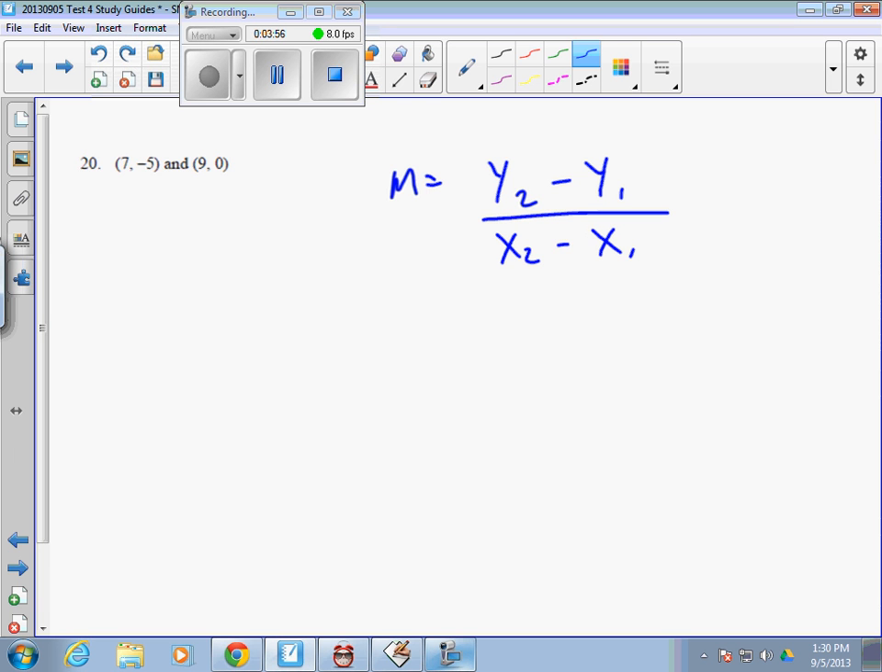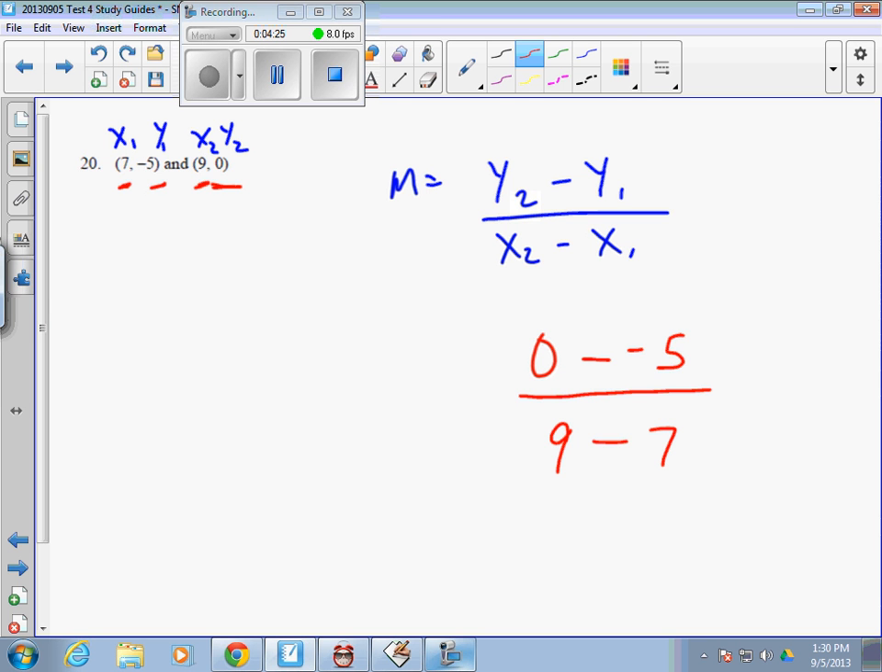Same thing. So the easiest way is to label them. xy, xy. This is sub 1, this is sub 2. And just plug your values in. Y sub 2's value, that's this 0 right here, minus y sub 1's value is -5. Minus a negative means plus. So we have 0 plus 5 on the top. And then x sub 2's value is 9, minus x sub 1's value is 7. So you have 0 plus 5, which is 5. And 9 minus 7, which is 2. So your slope of these 2 points is 5 over 2.